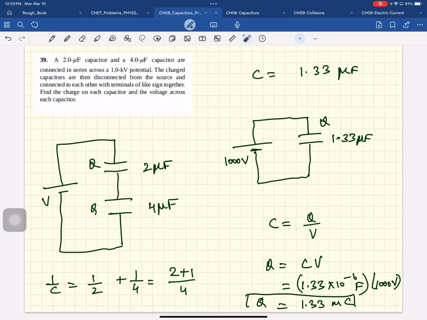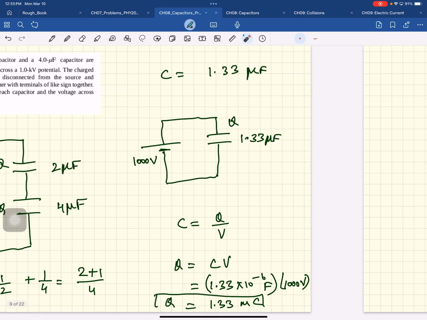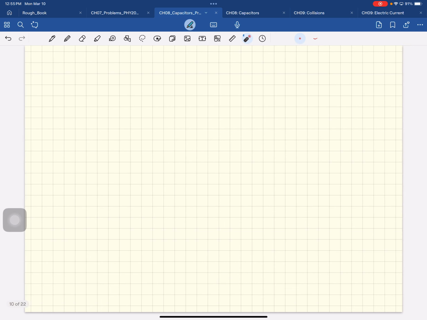Okay. Now what you're going to do is you're going to disconnect the battery, and take these capacitors with this charge on each one of them and connect them in parallel. And so you're going to take these guys and connect them in parallel.